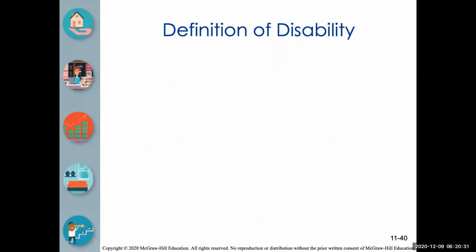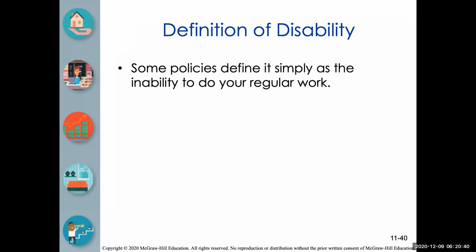So the definition of disability, and I wish that there was a very clear definition of disability. However, there's not. Some policies define it simply as the inability to do your regular work. And that is very vague, right? And it is, in some cases, intentionally vague.